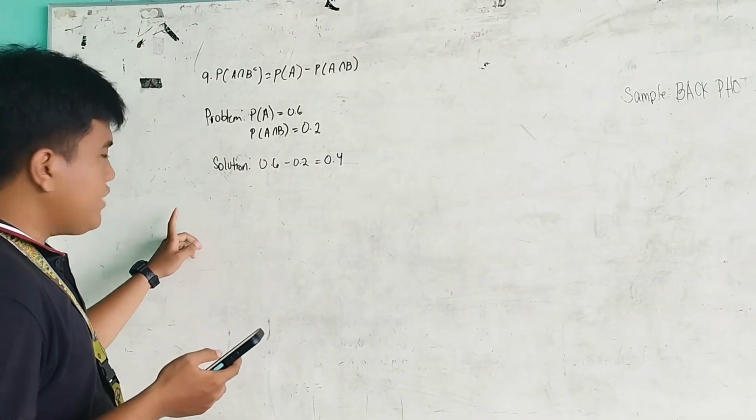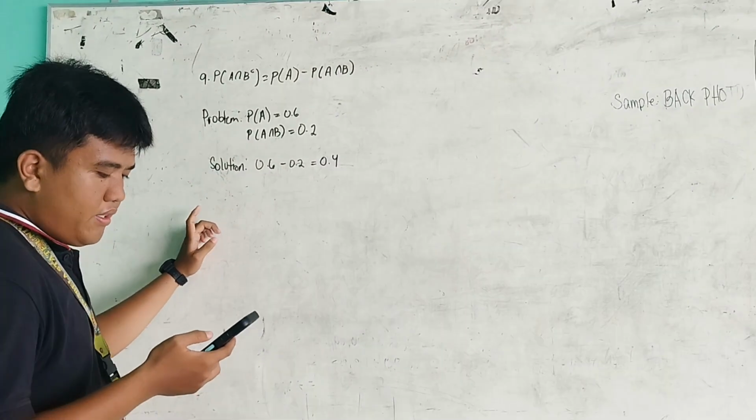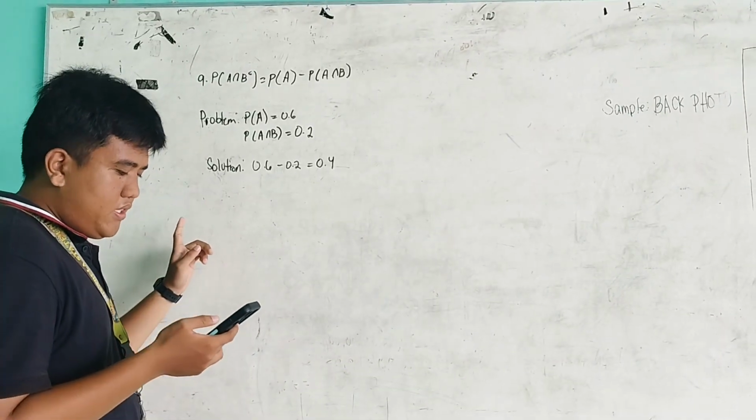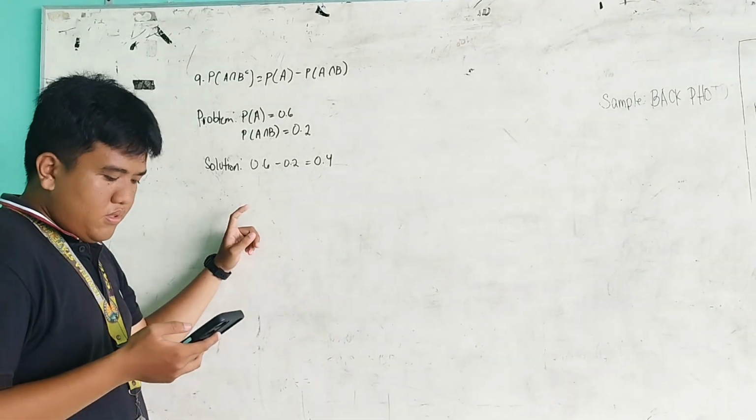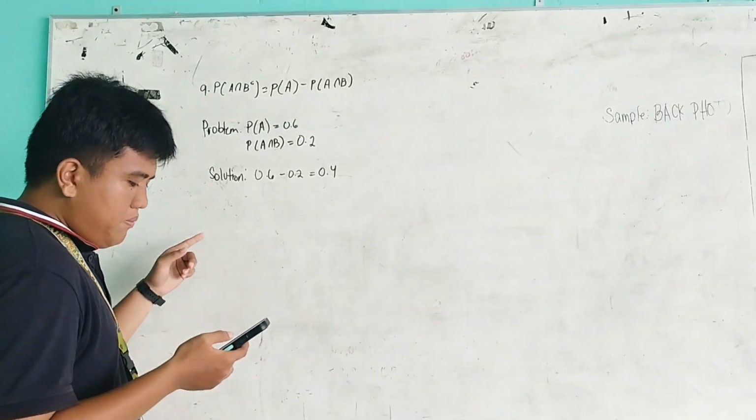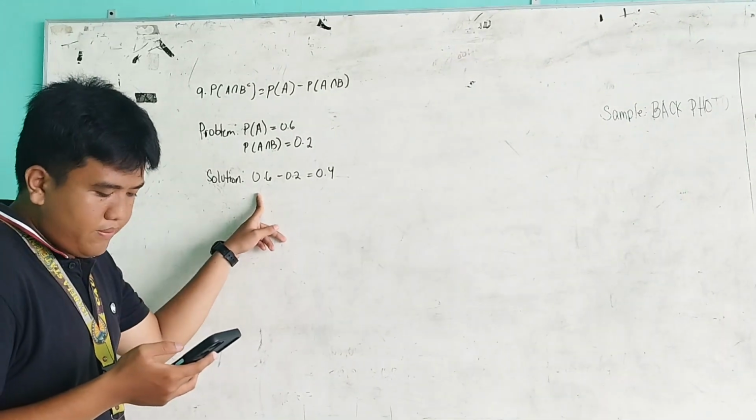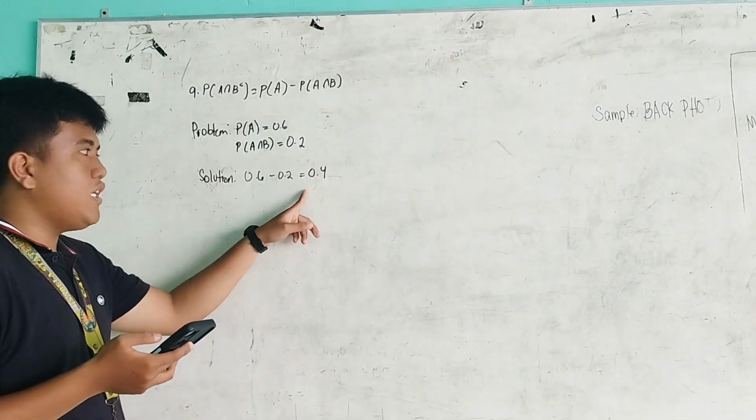This finds the chance that A happens but not B. Solution: the part of A where B also happens is 0.2. So A without B is 0.6 minus 0.2 equals 0.4.